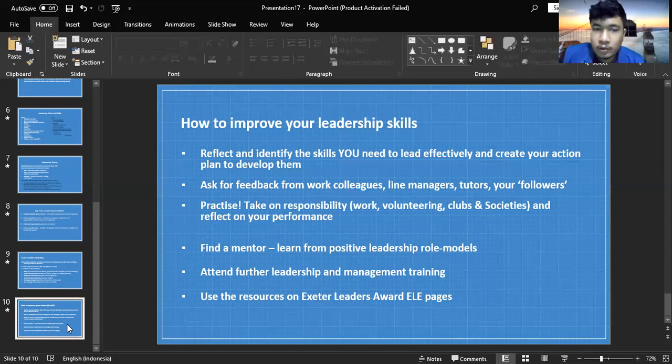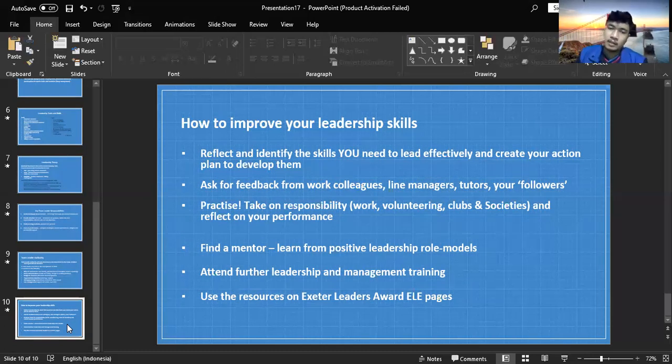Next, ask for feedback from colleagues, line managers, tutors, or your followers. You can share with your followers, maybe your tutors, line managers.